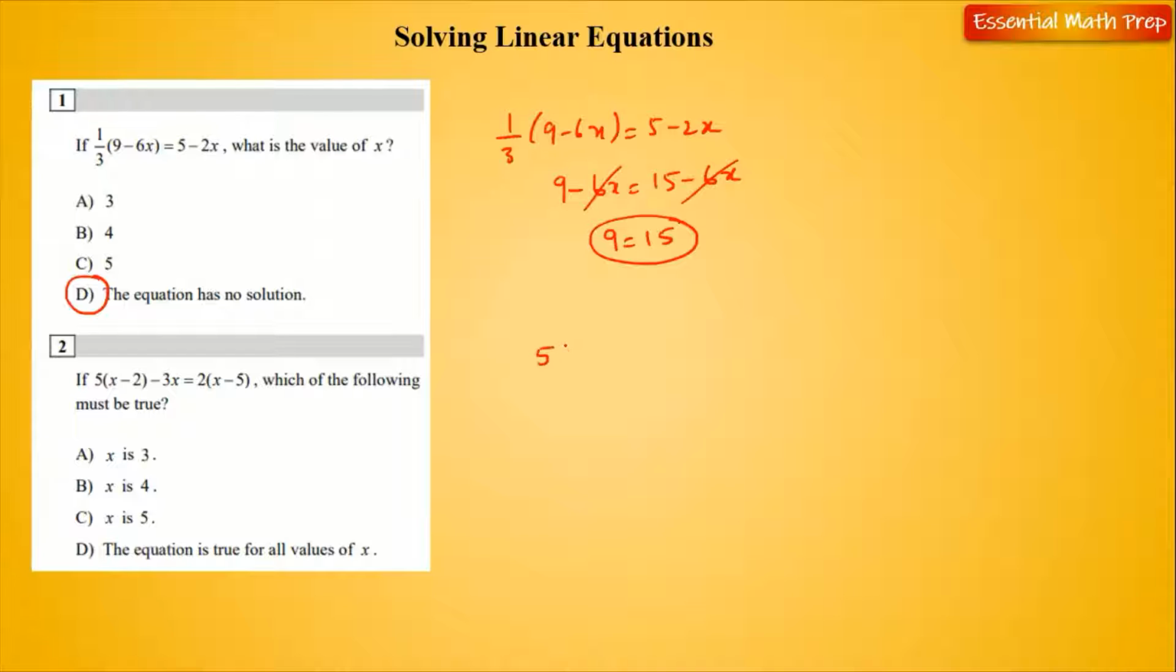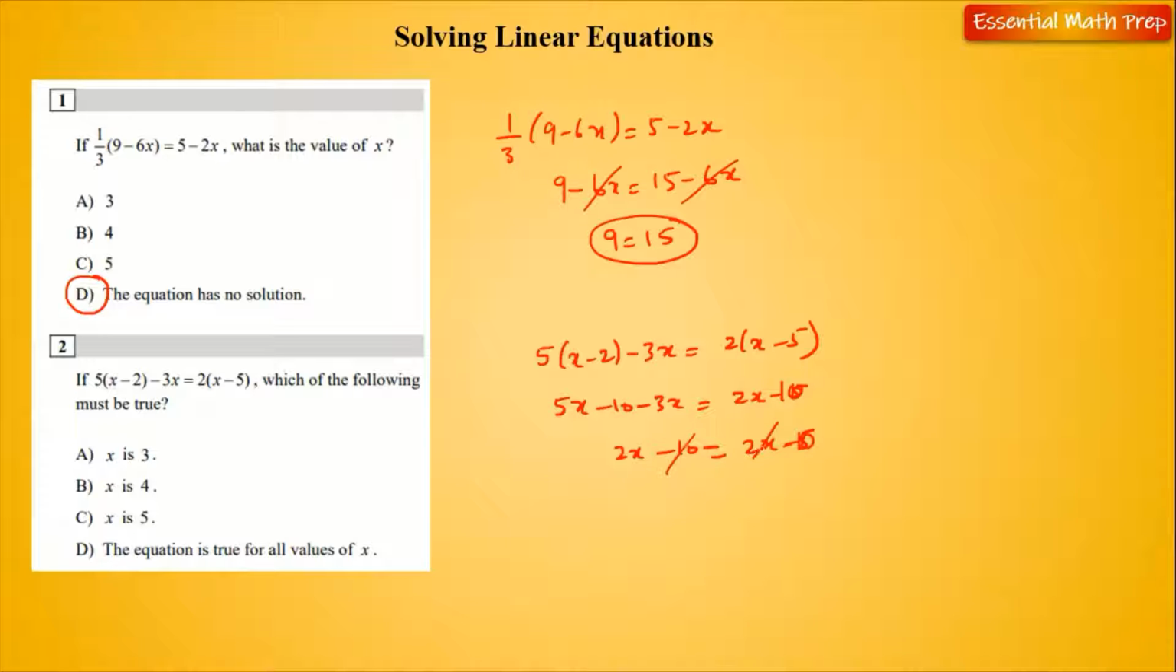We have 5 times (x minus 2) minus 3x equals 2 times (x minus 5). First, let's simplify both sides of the expressions so that we know exactly where we stand. So it's 5x minus 10 minus 3x equals 2x minus 5. On the left side, we have 2x minus 10 equals 2x minus 5, right? So, I'm sorry, this would be 10 as well.